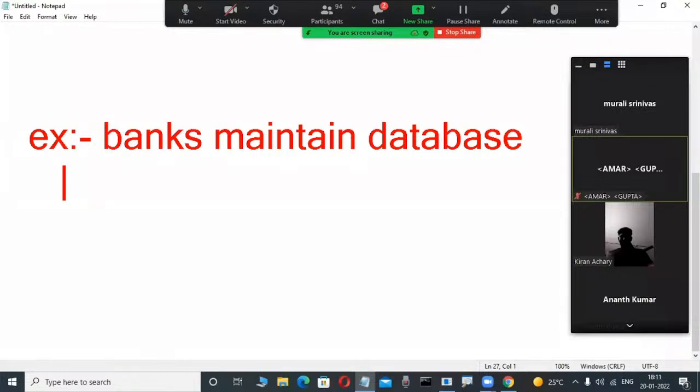Suppose telecom companies. So many examples are there, I'm just giving a rough idea that is easily understandable. Telecom companies maintain databases. Suppose you make a call to your friend or anything. Where will those call details be stored? In a database.